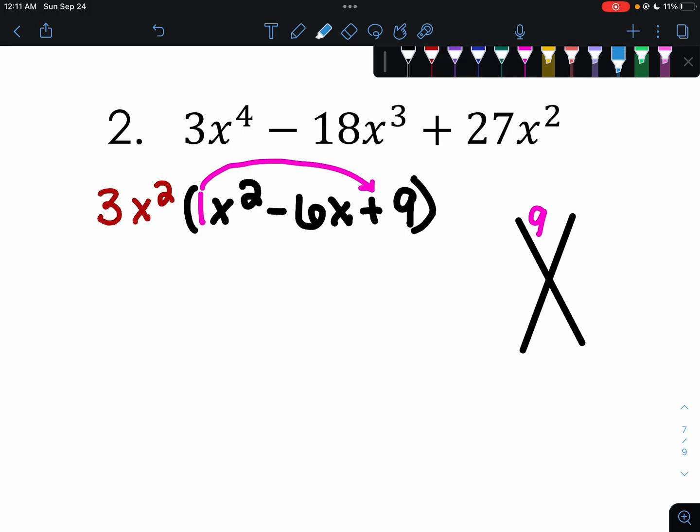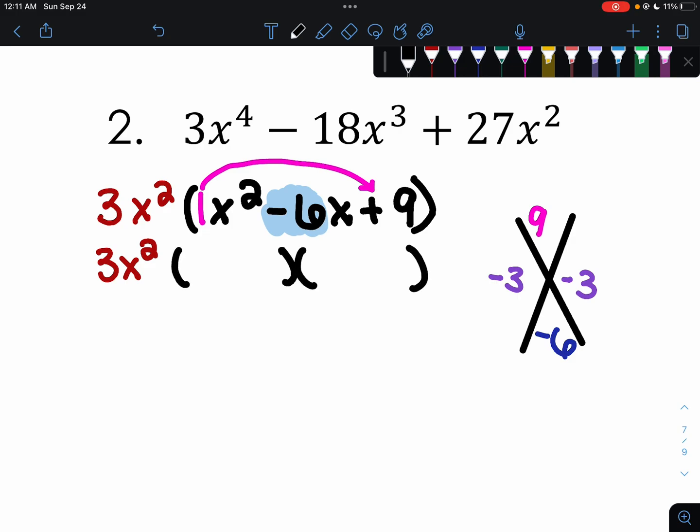Then we're going to take this number right here, and we're going to write it on the bottom, which is a -6. So we think to ourselves, what can we multiply to get a +9, add to get a -6? That'd be a -3 and a -3. So when we factor this, we get x squared, and then it's going to factor into two factors because it just has a 1x squared, and it's going to be x minus 3 and x minus 3.